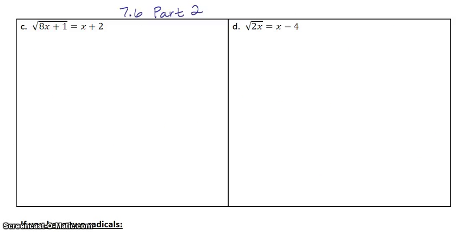Hey, welcome to 7.6 part 2. So, we're going to start now with some problems where when we square things, it's not quite as nice and neat as it was on the other side. When I look at C, it is ready to be squared right away because I don't see anything added, subtracted, or multiplied by my radical. So I would right away square both sides. Again, when you square it, the square root totally cancels out, but that's just 8x plus 1.